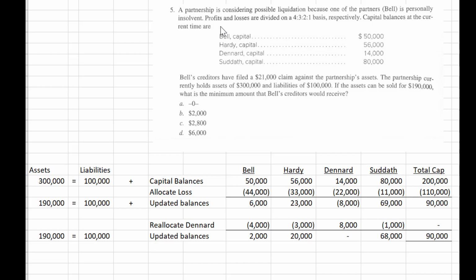All the assets are now in cash. So we could conceivably pay the 100,000 of liabilities. That would leave 90,000 of cash. We could give 20,000 to Hardy, 68,000 to Sudith, but Bell's 2,000 we have to send to Bell's creditors. And that answers the question. It said if the assets are sold for 190, what is the minimum amount that Bell's creditors would receive? They would get answer B, $2,000. They could get more if later Denard sends that $8,000 in. The creditors could get an additional $4,000, but they will never get more than 6 total.